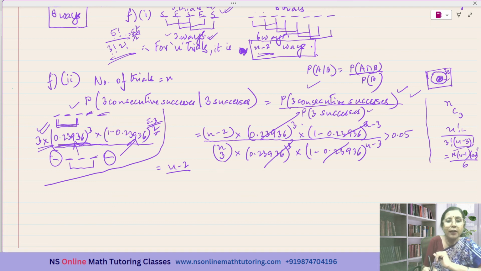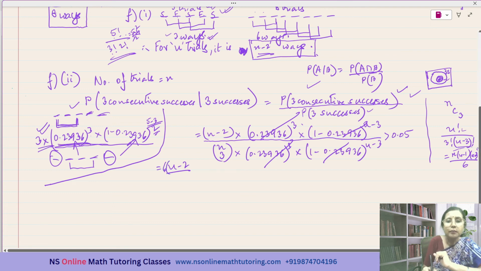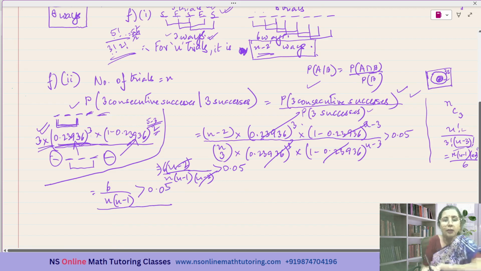So I can write this as 6 going up, over n times n minus 1 times n minus 2, is greater than 0.05. And I can cancel these two. So this is 6 over n and n minus 1 is greater than 0.05. I'm not simplifying this inequality any further.